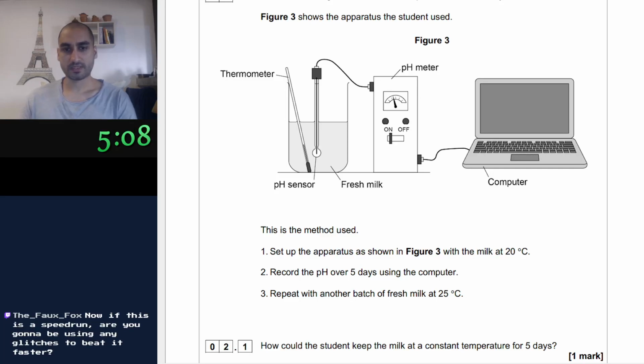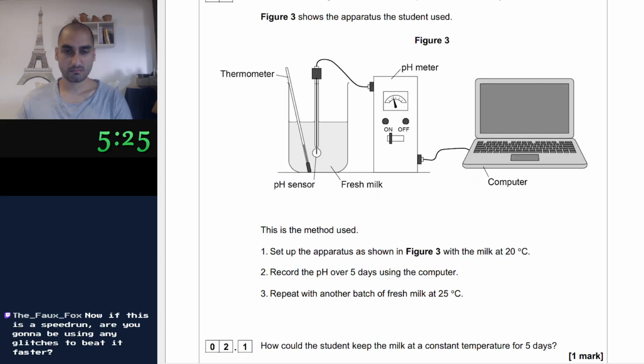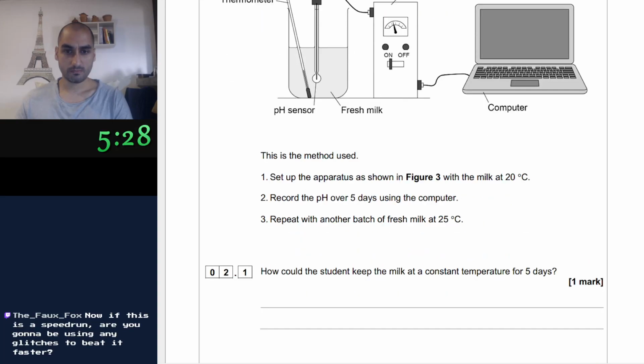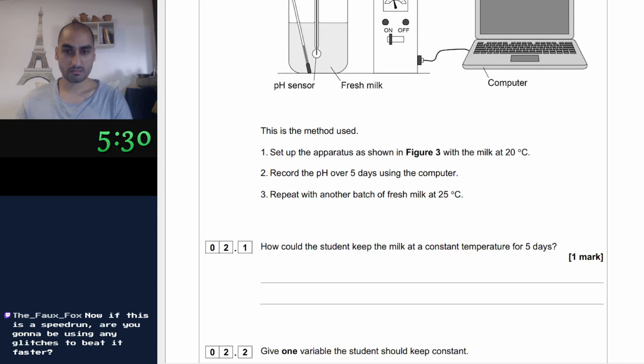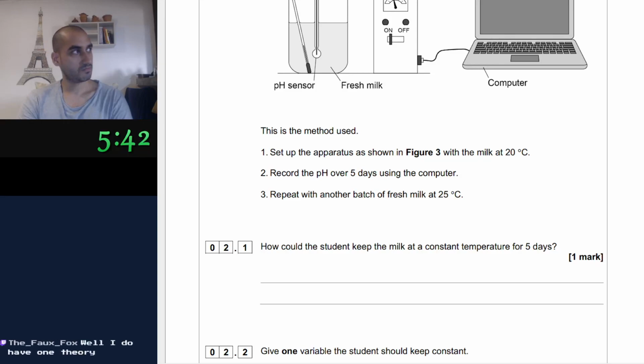Okay, so we set up the apparatus shown in figure 3 with the milk at 20 degrees. Record the pH over 5 days using the computer. Repeat with another batch of fresh milk at 25. How could the student keep the milk at a constant temperature for 5 days? Put it in a... use a thermostat, but I mean, I don't know.